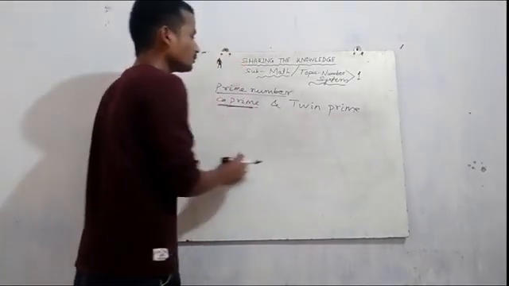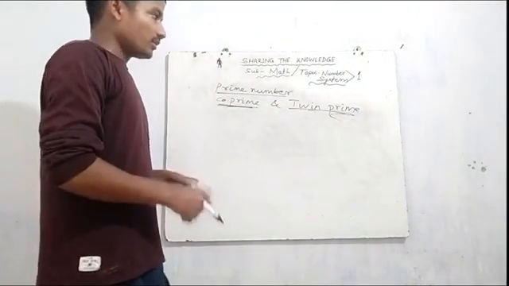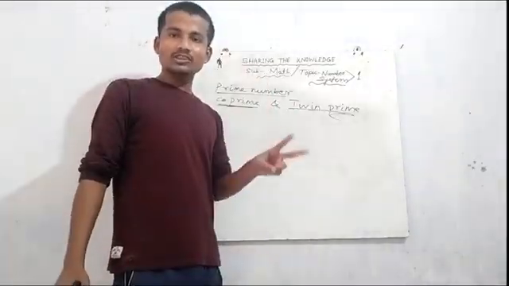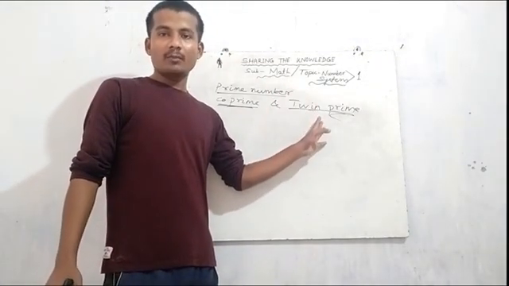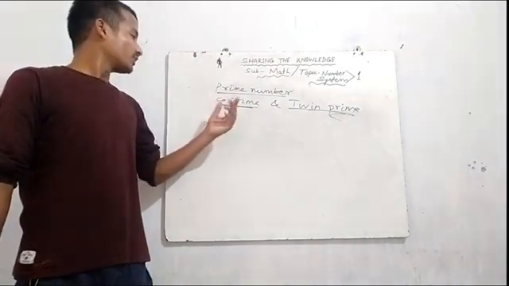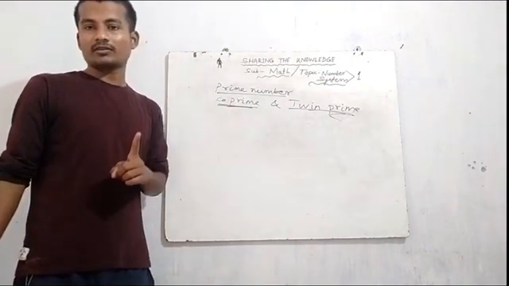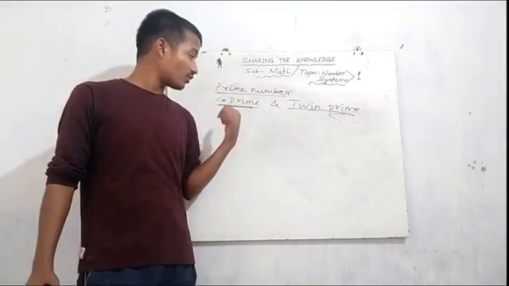Okay, then comes twin prime. What is twin prime? In twin prime the two numbers must be prime numbers. In co-prime, what happened? The two numbers need not be prime numbers. Their common factor should be 1. The numbers whose common factor is 1 are called co-prime.